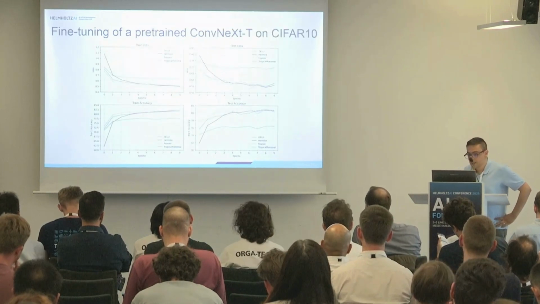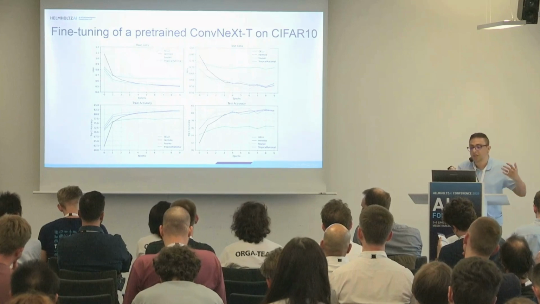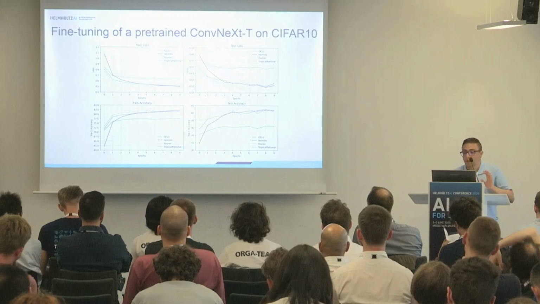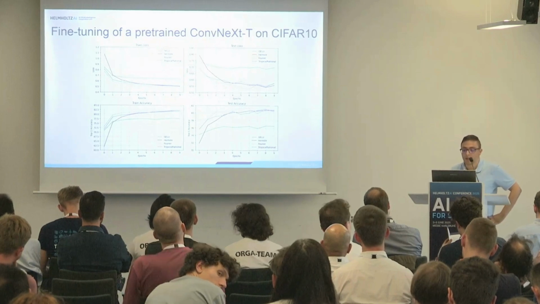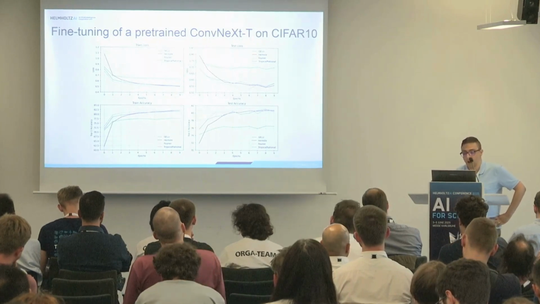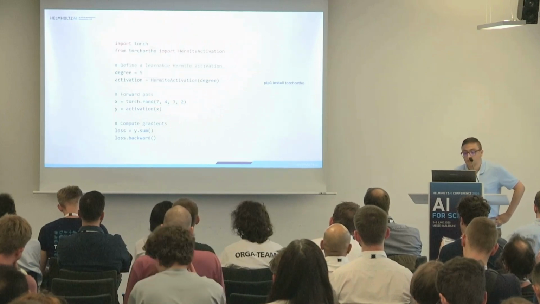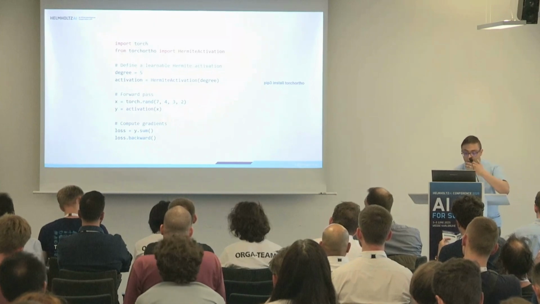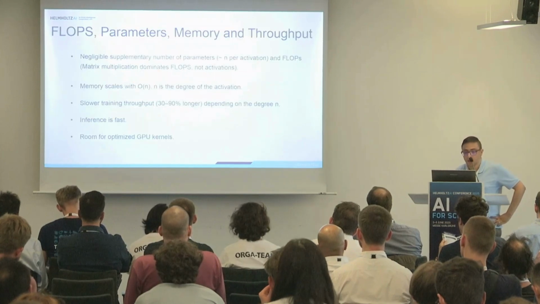So we did this trick to fine-tune. We took a model that was pre-trained on GLU, and we fine-tuned it by fitting those coefficients, and then training for other epochs, and this gives good results on CIFAR. The code of the approach is really simple. It is integrated in PyTorch, fully differentiable, and you could use it as such.